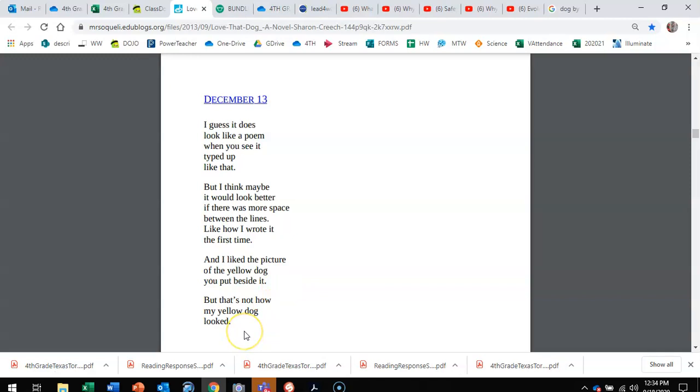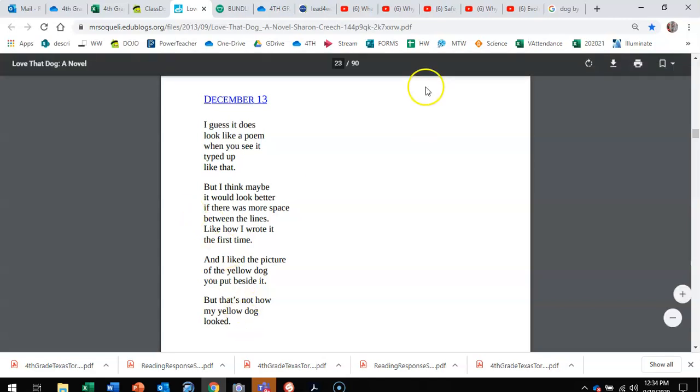And how did that make Jack feel? It made him feel good, right? That he was able to share that. But look what it says. That's not how my yellow dog looked. So he's still not 100% sure of everything Miss Stretchberry is doing.